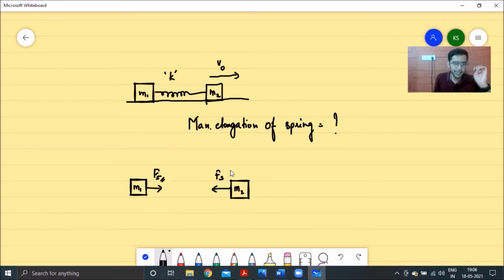And what does this imply? This implies that since the force exerted by the spring on the block of mass M2 is acting against its velocity, the velocity of block 2 will decrease, whereas the velocity of block 1, since the force is now pulling this block, is helping it start from rest. So the velocity of block 1 will start from 0 and gradually increase.